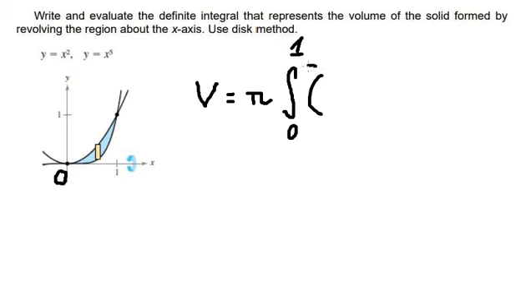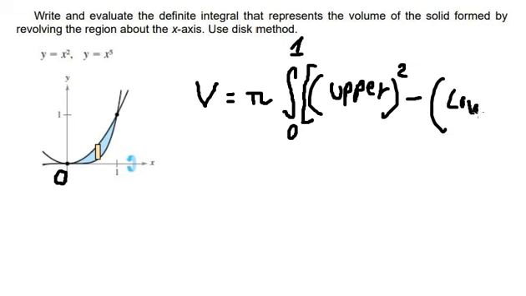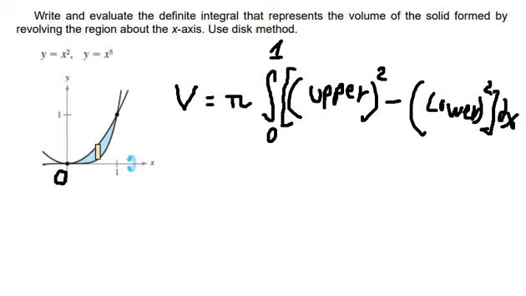Next, we have the upper function to the power of 2 minus the lower function to the power of 2. So, in this one, the upper function that is about this one, and this is about s squared, and the lower function that is about this one, that is about s to the power of 5.